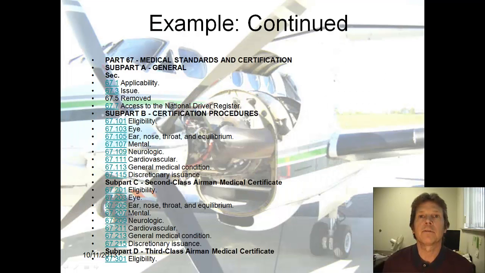So if we look further into the regulations, we'll see that the applicability, this is where it drills down, and the very first section of this part, Part 67, Medical Standards, is applicability. And once we've determined that it is applicable, we can drill down deeper and we can find out, for example, for pilots, all the things that have to be tested. And here's a list of all the things that are on a pilot's medical.